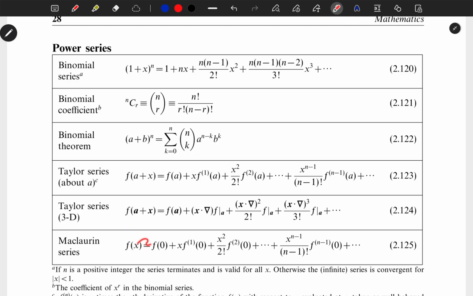Maclaurin series is when we expand the series around 0. So f of x equals f of 0, plus x times the first derivative at x equal to 0, plus the second derivative times x square by 2 factorial at 0, like that.